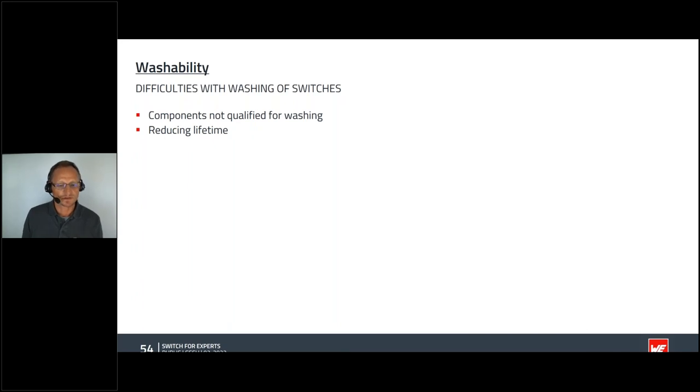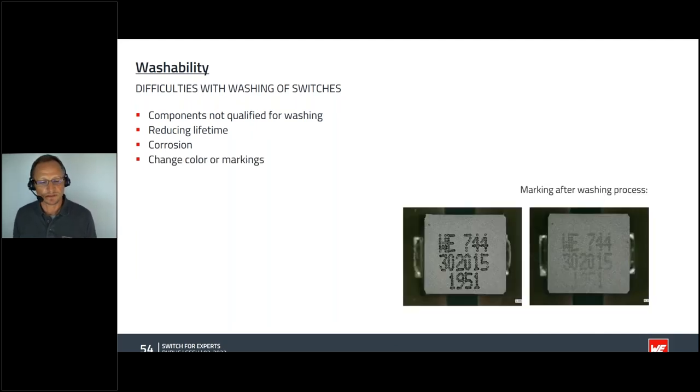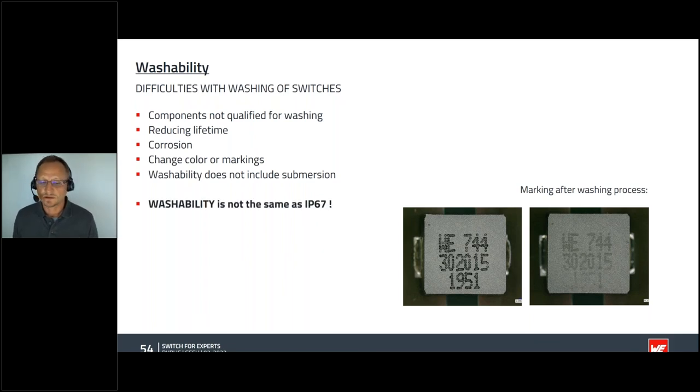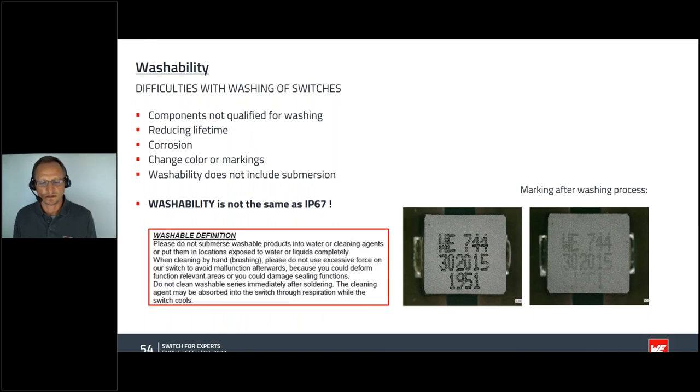Yeah. It's important to understand that washability does not include full submersion in water or liquids. And very clearly, washability is not the same as IP67. Some just mix it up. For our products, we give a clear handling advice. As we have already seen, this is what happens in detail if the details are not respected.